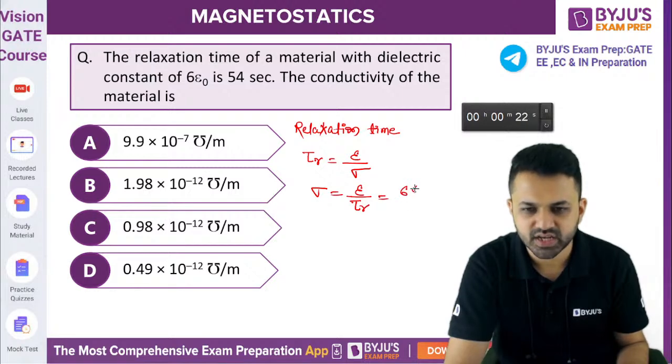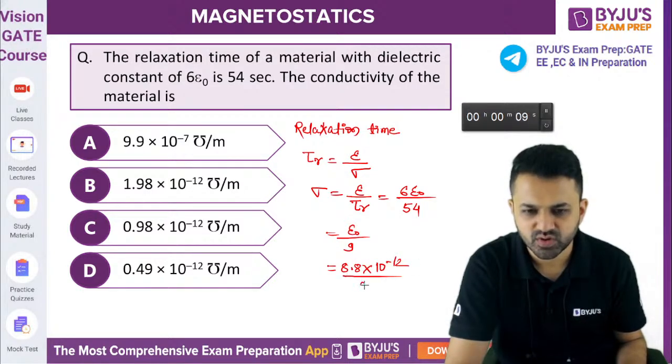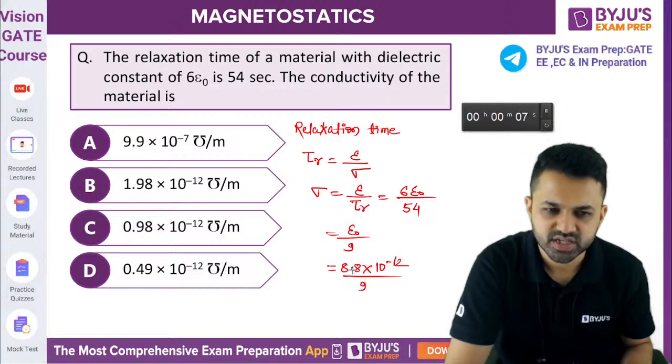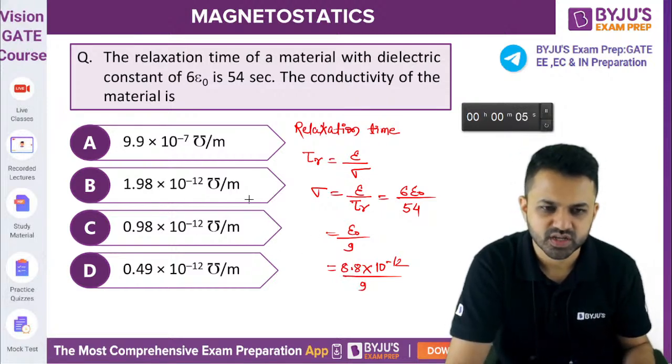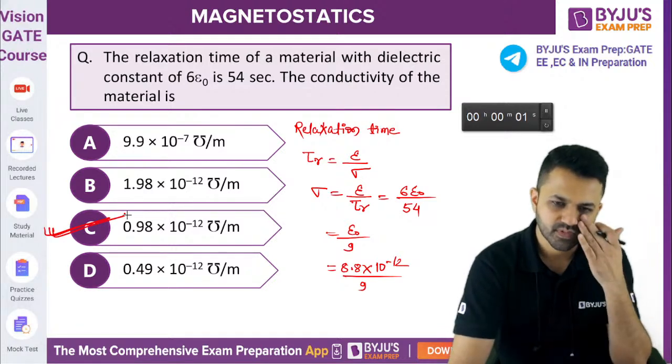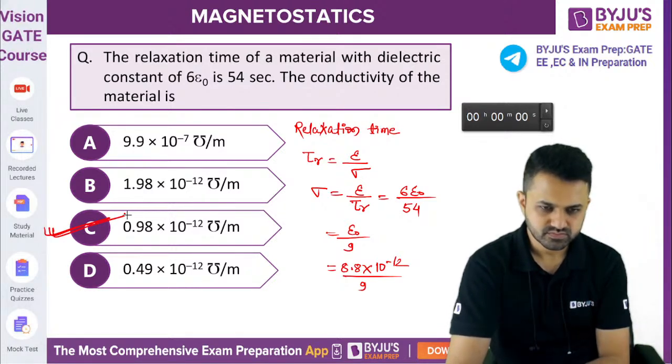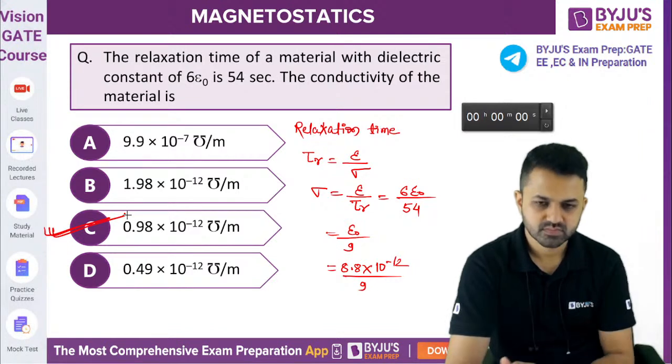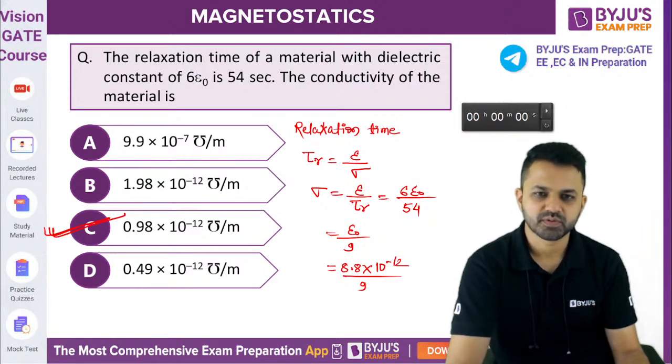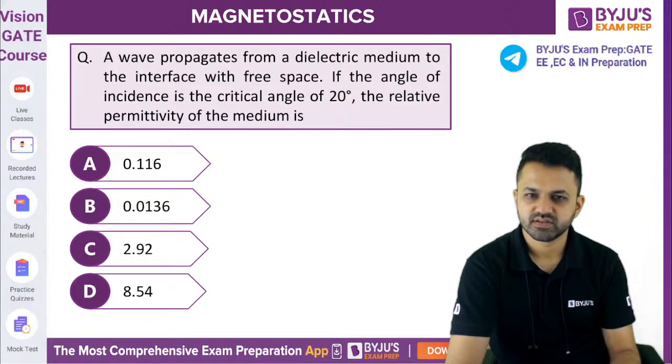Epsilon is 6 into epsilon naught divided by tau r, 54. So epsilon naught upon 9, and epsilon naught is 8.854 into 10 raised to power minus 12 divided by 9. So it is just 0.9 something into 10 raised to power minus 12. So the answer should be option C. Okay, the answer will be option C. Now solve this one.